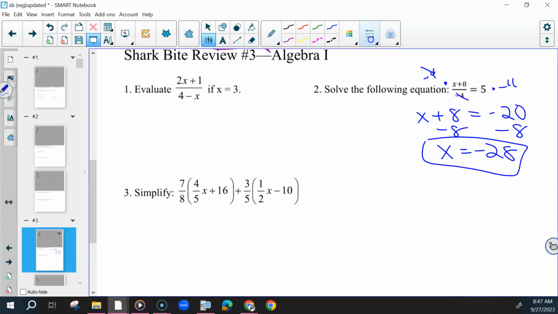And if I were to put that back in, negative 28 plus 8 is negative 20. Negative 20 over negative 4 is positive 5, so it works. Questions on number 2?